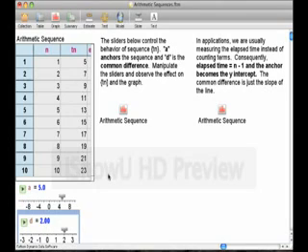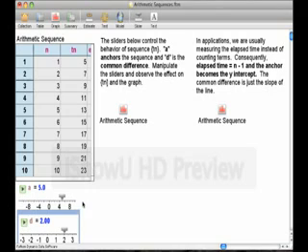A sequence that's defined in this fashion, or a rule that's defined in this fashion, where there's an anchor term, a first term, and then a building rule, is called a recursive definition. So the recursive rule for arithmetic sequences is add the same thing over and over again.